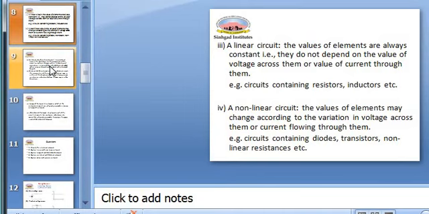One more is remaining, linear circuit and non-linear circuit. What is a linear circuit? The values of the element are always constant. They do not depend on the value of voltage across them or the value of current through them. Linear circuit element. What is an example of a linear circuit element?